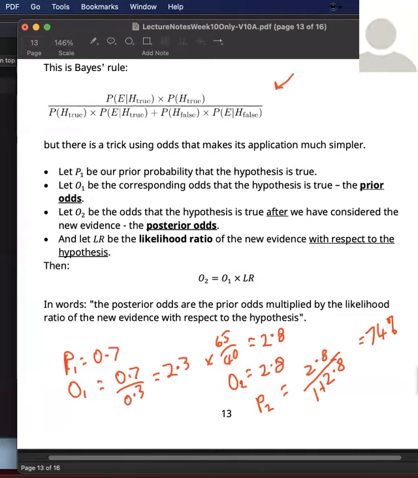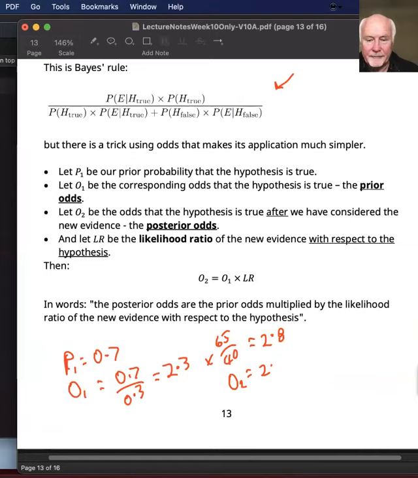I got 3.79. Now, yeah, I'm just double checking what I did here. You got for the odds. Let me just do the calculations again. 0.7, 0.3. That's right. 65 times 40 divided. Yes, you're quite right. I don't know how I got that. Okay.